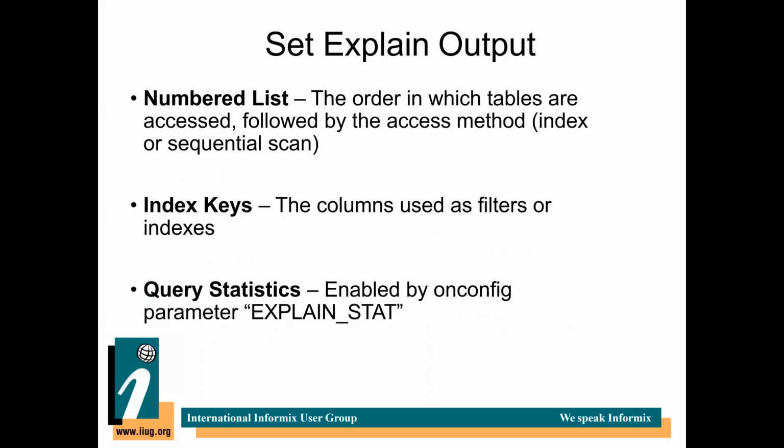You also have a numbered list, which gives the order in which the tables are accessed, followed by the access method, either an index or a sequential scan. Again, the index keys will show the columns used as the filters in the index, and the query stats are enabled by the parameter EXPLAIN_STAT.